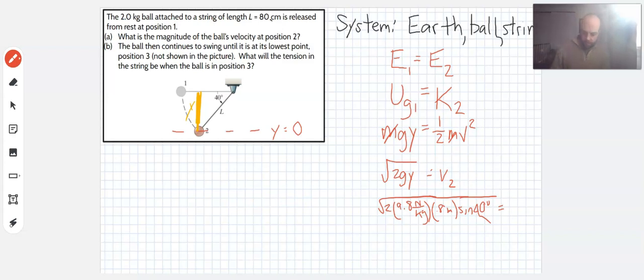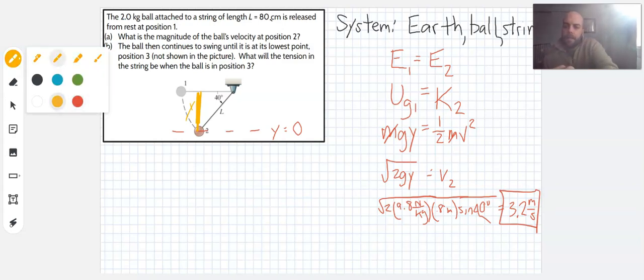We can do that right now. 2 times 9.8 times 0.8 times the sine of 40, and then the square root of that. So that is 3.2 meters per second.